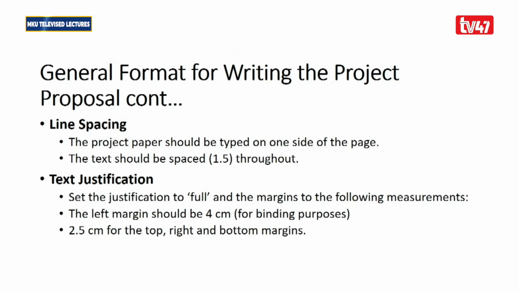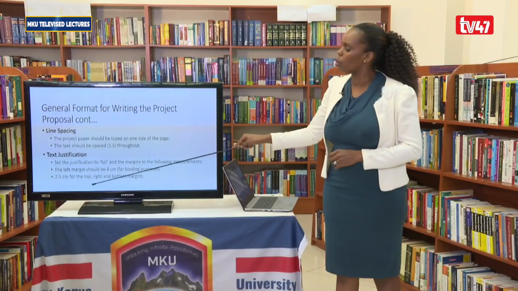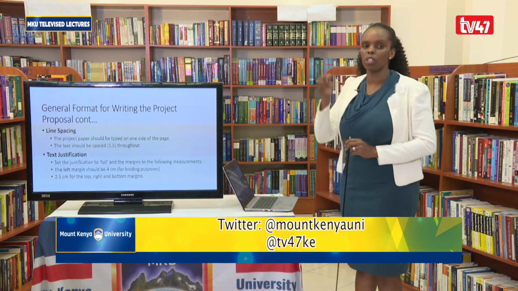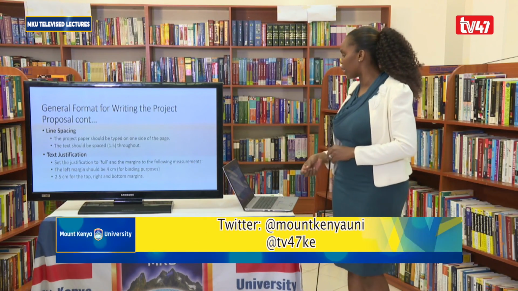So for the left margin, you put 4 centimeters for binding purposes. Remember, your proposal will be bound at the end, once you are submitting the final documentation, so you need to leave some spacing for binding. That's why we are putting 4 centimeters on the left margin, and then 2.5 for the right, top, and bottom. So for the top, bottom, and the right margin, you put 2.5 centimeters, but for the left margin, you put 4 centimeters for purposes of binding, as I've earlier explained. The final documentation should have the spiral binding, so you need that space.